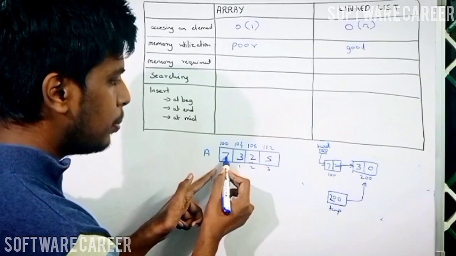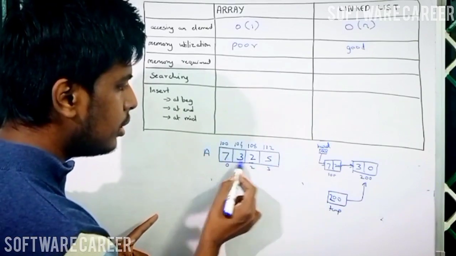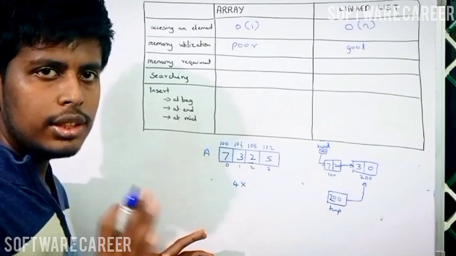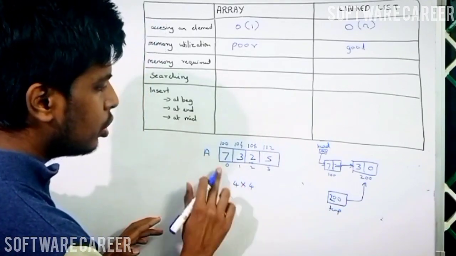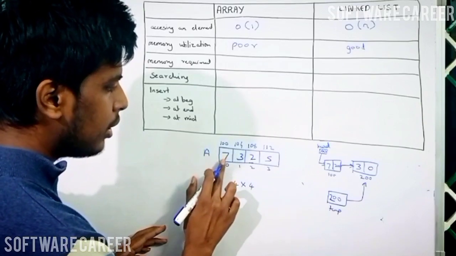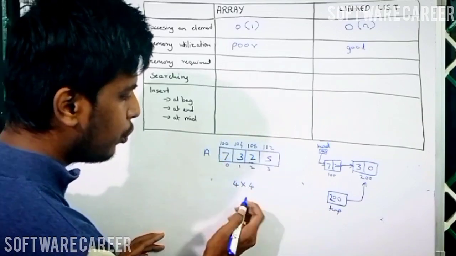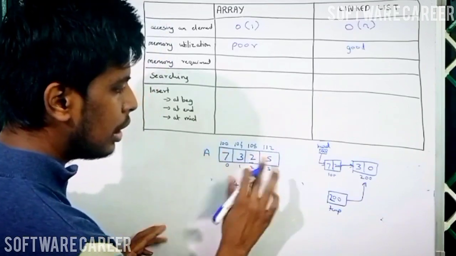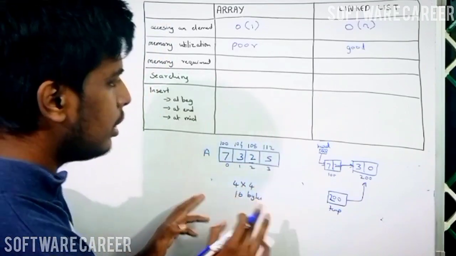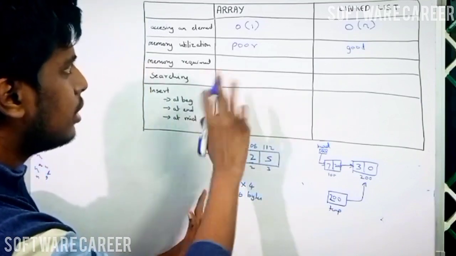What is the data type in this array? Integers are stored in this array. An integer takes 4 bytes. So 4 indexes into data size, that is 4. 4 into 4 is 16. So 16 bytes it takes to store these elements in this array. So this takes 16 bytes in an array.